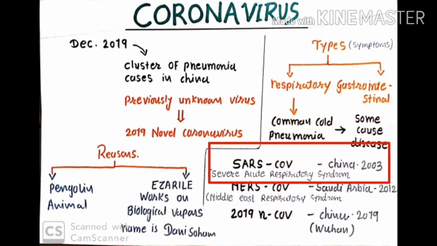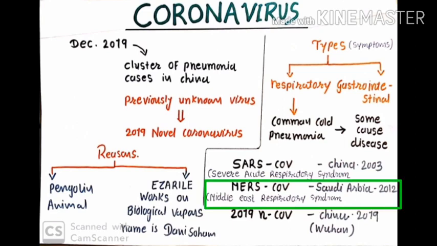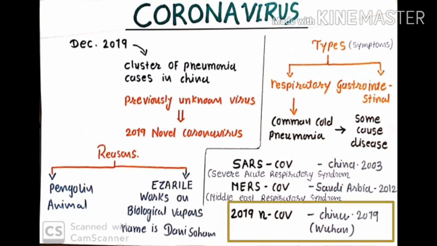First one is SARS-CoV, found in China in 2003. SARS means severe acute respiratory syndrome. Second one is MERS-CoV, found in Saudi Arabia in 2012. MERS means Middle East Respiratory Syndrome. And the 2019 novel coronavirus, found in China in 2019 in Wuhan. Okay.